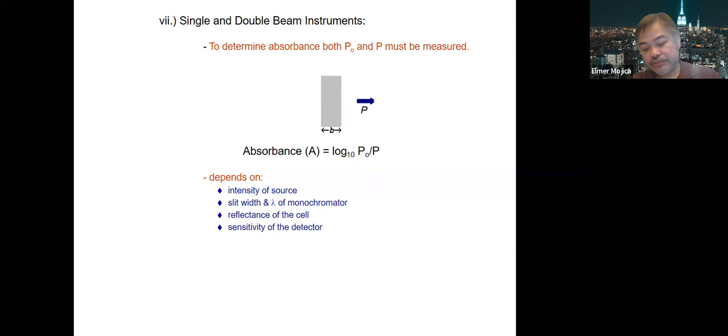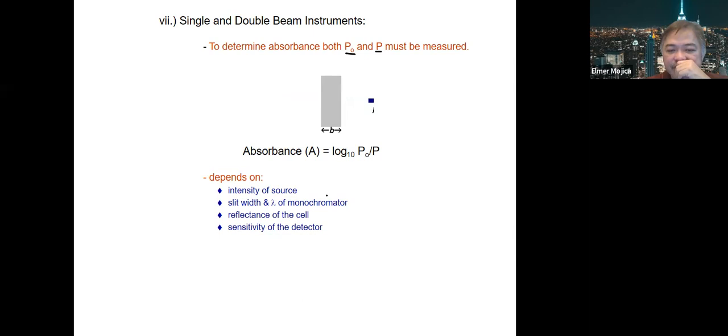So let's go with the single and the double beam instrument. If I'm not mistaken, I'm not sure if the single beam and the double beam UV-Vis that we have there in UPLB is still functional. It was already there during my time, so God forbid kung bumigay yun, but I hope you have new instrument there. Okay? So usually, both of them determine absorbance, both the incident beam and the emergent beam that is measured.